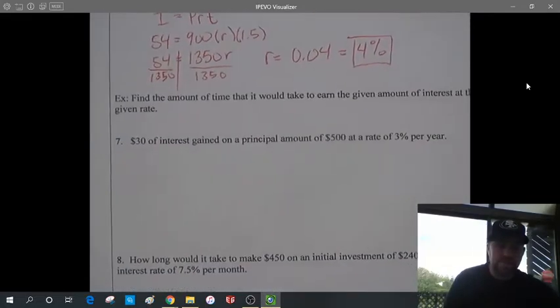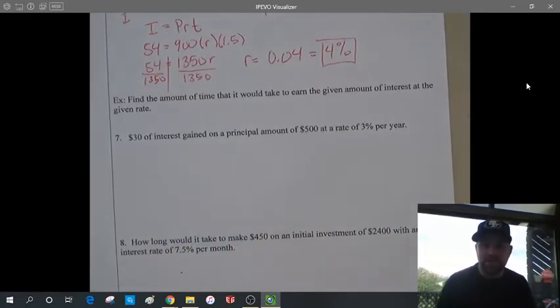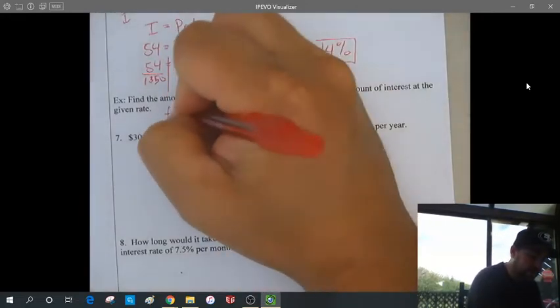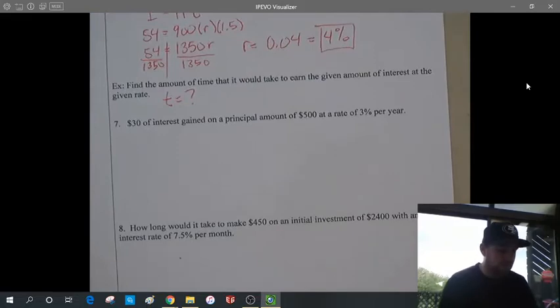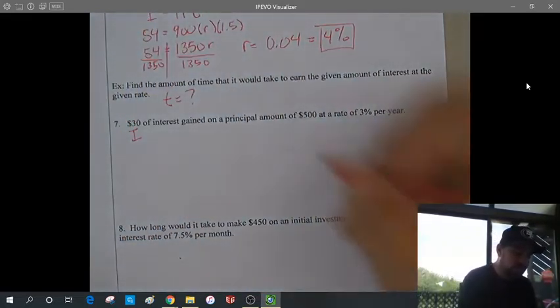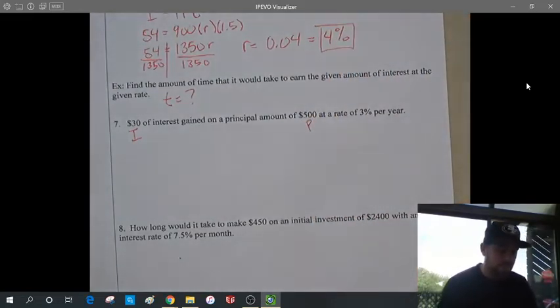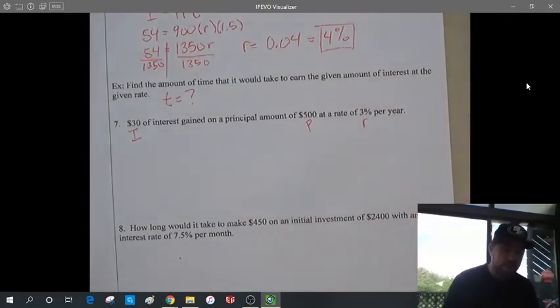Okay, two more examples. In these examples, find the amount of time that it would take to earn the given amount of interest. So in these examples, now these are where we're missing time. So time is our unknown here. So $30 of interest gained, so that's my amount of interest, on a principal amount of $500, so initial investment of $500, so that's my principal P, and at a rate of 3%. So this time I know R. Just remember we need to convert that over to a decimal to use it in our calculation.